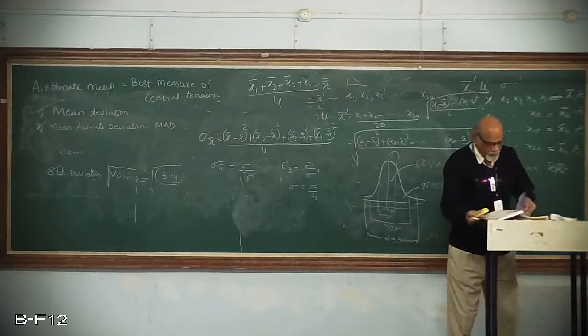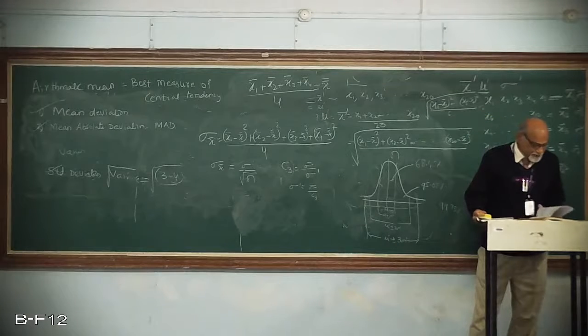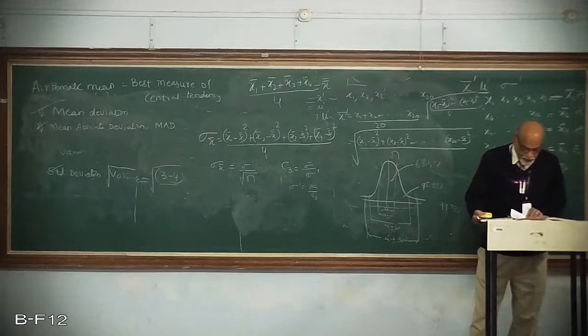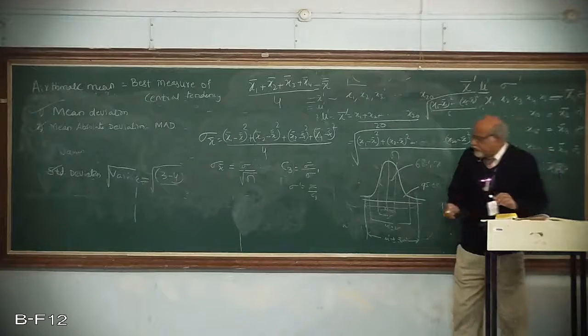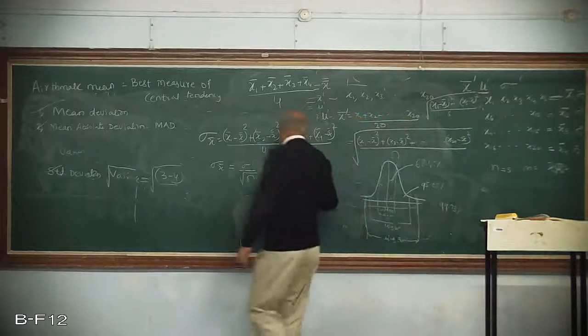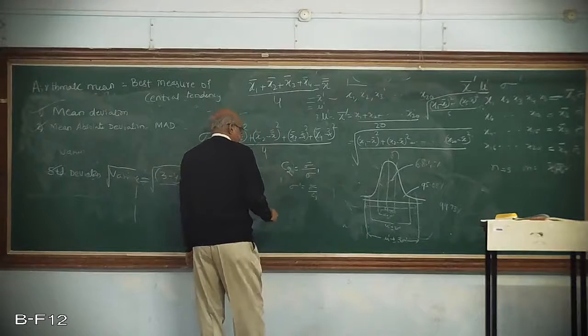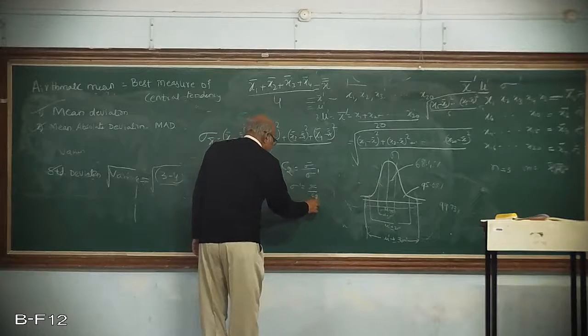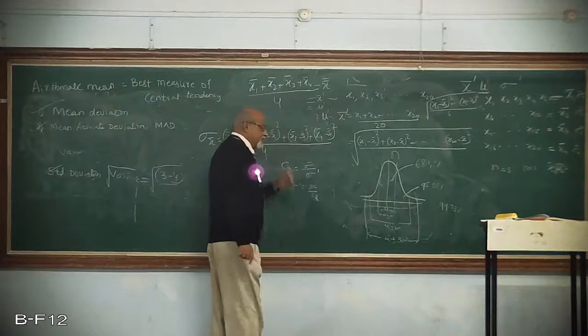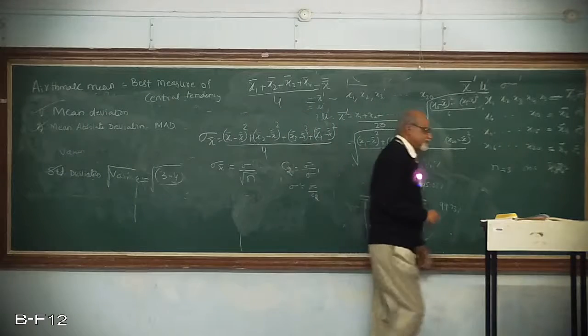So we can call it by some means this sigma. No, sorry, instead of C3 you can call it C2, not C3. We'll call it C2, because C3 is used for something else.